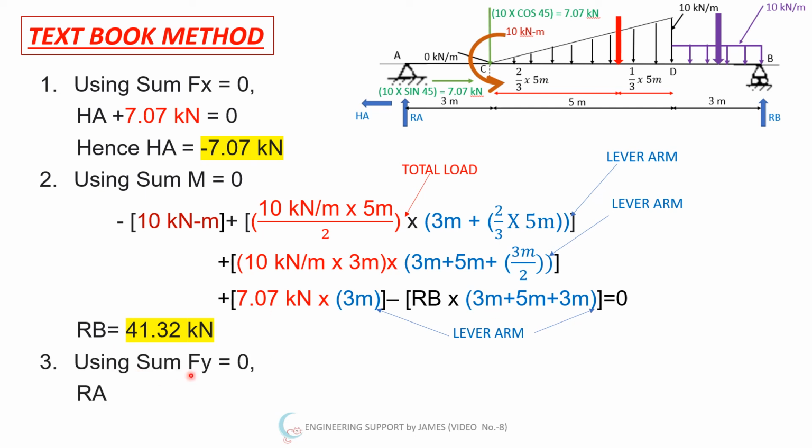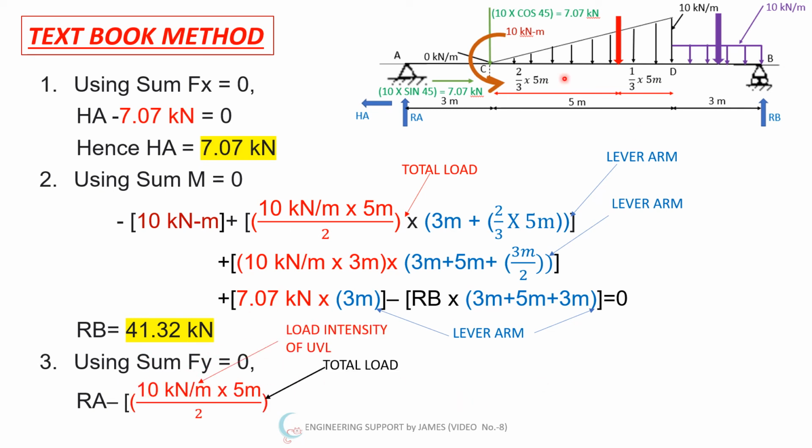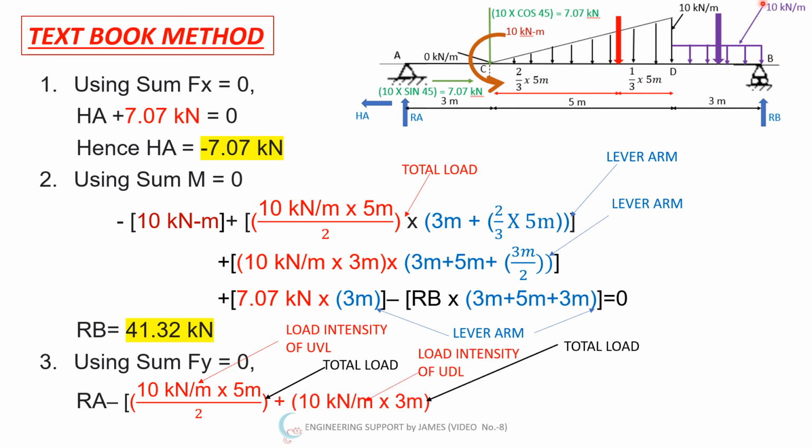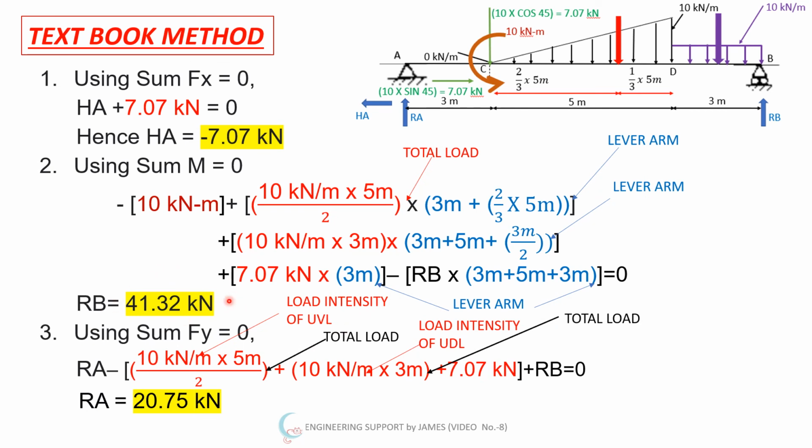Next, using summation of forces in y direction to calculate RA. So RA positive, minus 10 kilonewton per meter multiplied by 5 divided by 2 is the triangular total load. Then 10 multiplied by 3 is the total UDL load. And then the vertical downward concentrated load of 7.07 kilonewton. Then upward RB equal to 0. This is our equation, and we put the value of RB as 41.32, and after solving the equation we get the answer as 20.75 kilonewton.